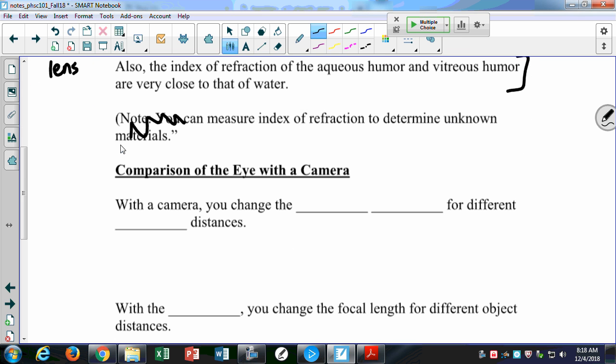So we talked about the camera. I want you to understand the difference between a camera and the eye. The camera, if you want to focus on something near or far, what do you change with the camera? Thinking about the lens equation, 1 over f equals 1 over di plus 1 over do. With a camera, what do I change? Which of these variables? F, di, or do?